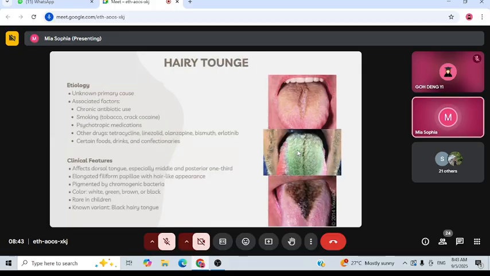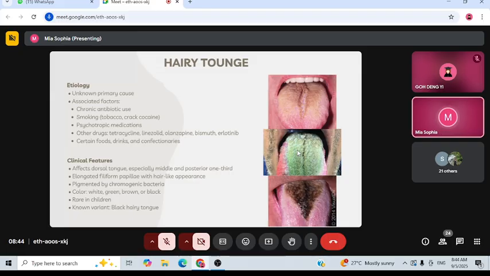Next is hairy tongue. It is a benign condition that primarily affects the dorsal surface of the tongue, especially the middle and posterior third. While the exact cause remains unknown, several contributing factors have been identified. These include chronic antibiotic use, smoking, both tobacco and crack cocaine, psychotropic medications, and other drugs like tetracycline, linezolid, olanzapine, bismuth, and erlotinib. Certain foods, drinks, and even confectionaries have also been associated with this condition.